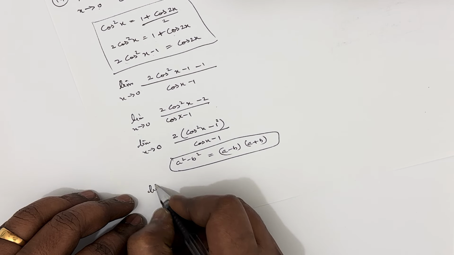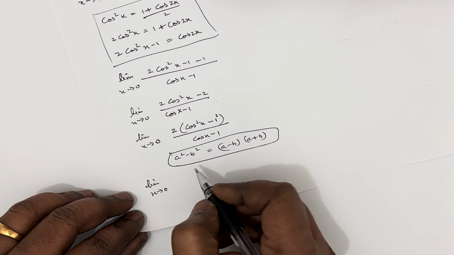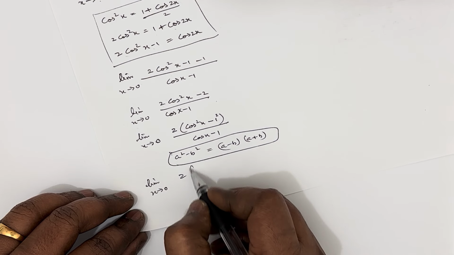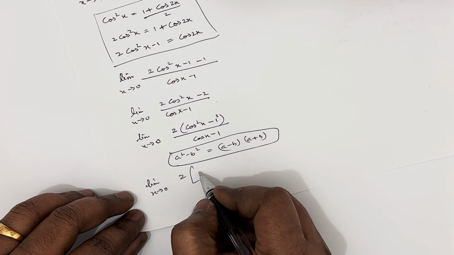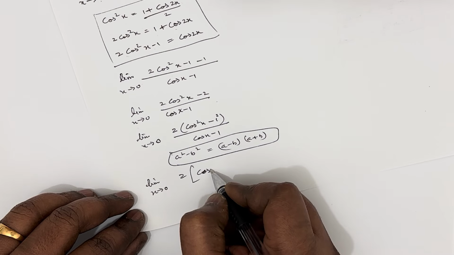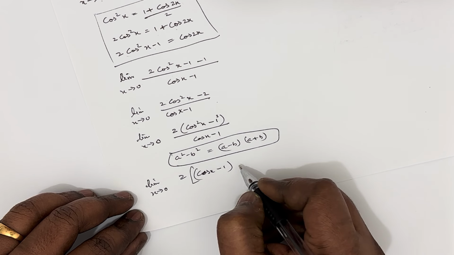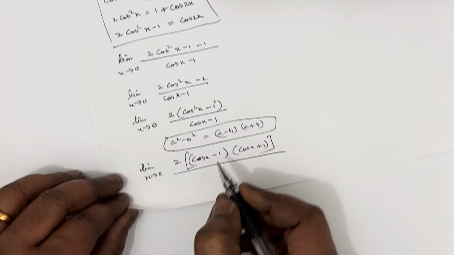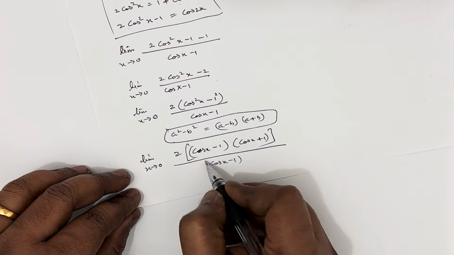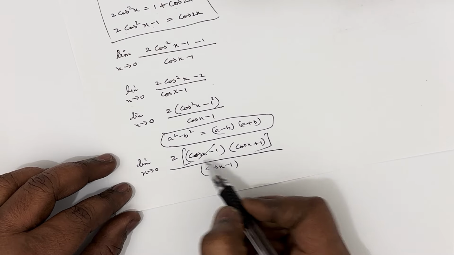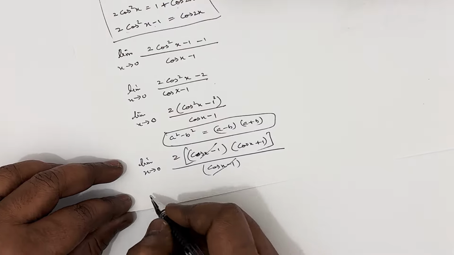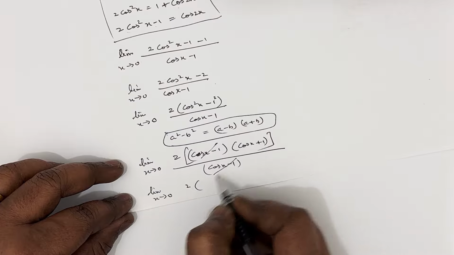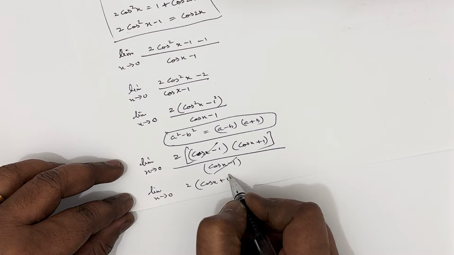So this becomes limit x tends to 0 of 2, now we can write this one as a square minus b square. Expand it as this, so it becomes cos x minus 1 multiplied by cos x plus 1, whole divided by this denominator cos x minus 1. Now you see you can cancel out cos x minus 1 with cos x minus 1. Now you have limit x tends to 0 of 2 multiplied by cos x plus 1.